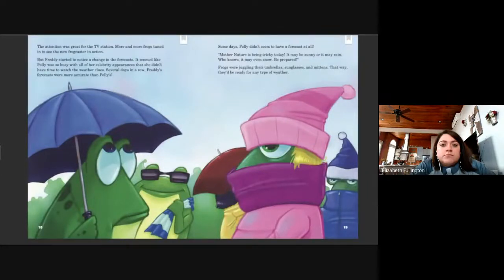So why are Freddy's forecasts more accurate than Polly's forecasts? That's right, excellent. If we go back into the text, we can see that Polly was so busy with all of her celebrity appearances that she didn't have time to watch the weather clues. So that made her predictions much less accurate.